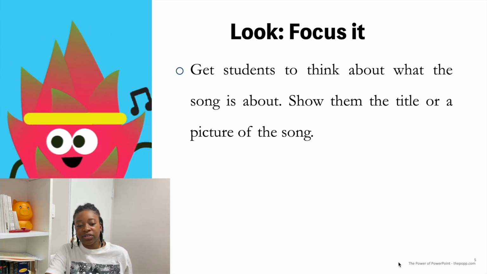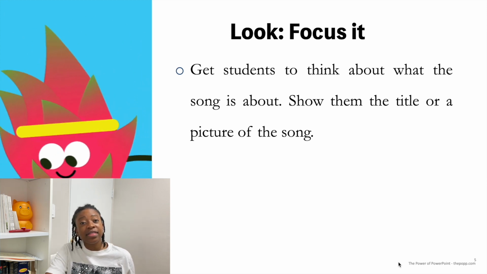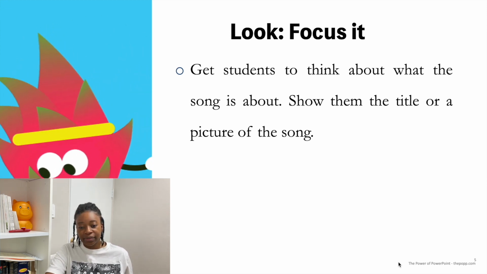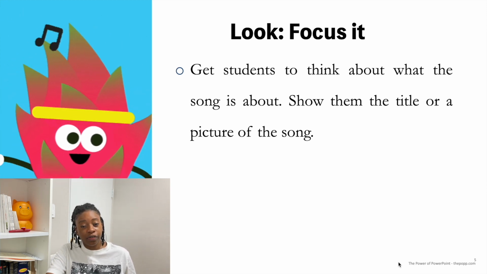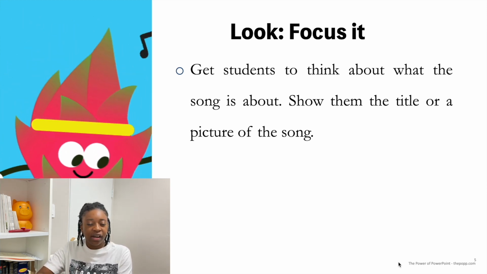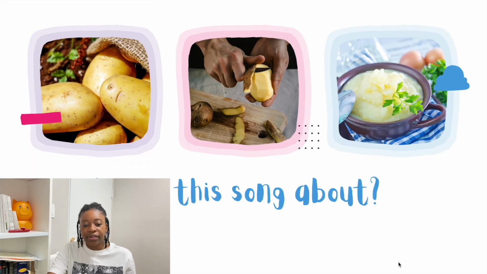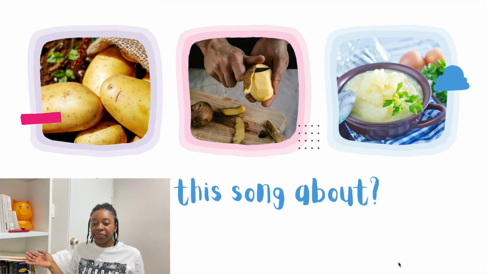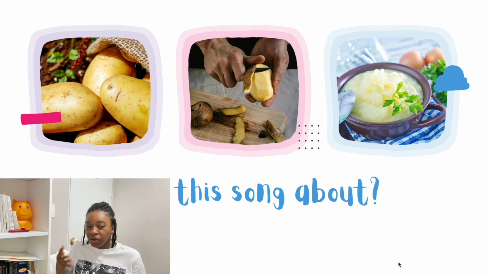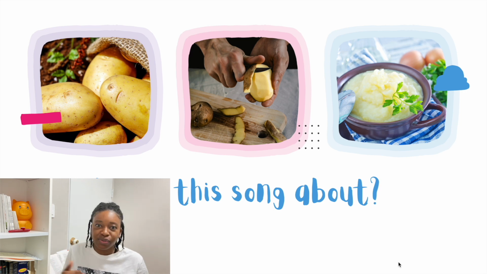And here, all you need to do is get your students to start thinking about the song, about what it's about. So you show them the title or a picture of the song, and you get your students to guess, to tell you what they think the song is about. So here I have some pictures. I have potatoes. I have somebody with a knife and a potato. And I have a bowl of something mushy. So ask your students, what is it about? So I'm going to be expecting my students to say potatoes, cooking, mashed potatoes, peeling. I'm going to expect all of those kinds of things to come out from my students.